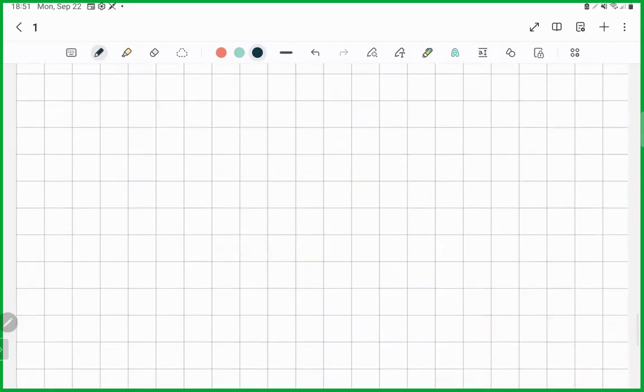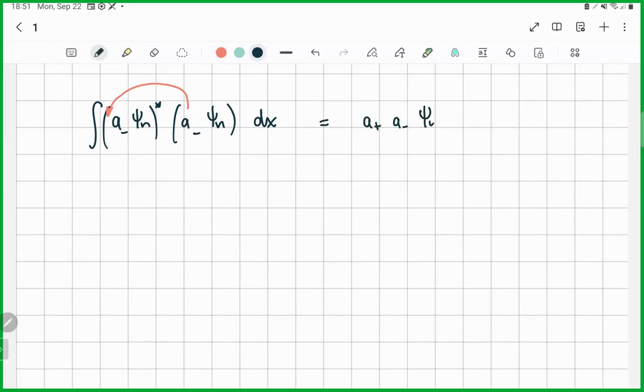Okay, so starting again from a very similar relationship, but now before we started with a plus psi n, and everything followed from there. Now you have to start from a minus and follow the same procedure. What we are going to do, first step, bring it in front of everything, and now we have a plus, a minus psi n, and this psi n.